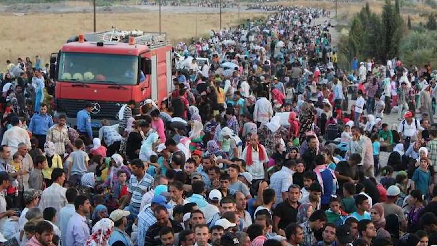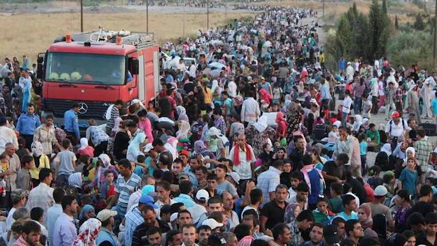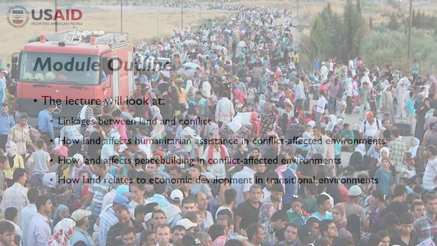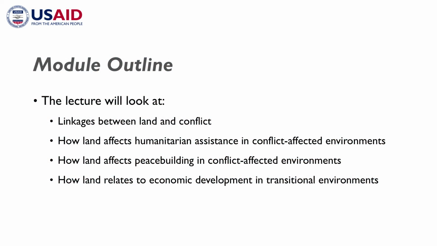If you look at conflicts today, like Syria, other conflicts, you see that displacement, large-scale displacement, is almost invariably an element of conflict. And when there is internal displacement or when there are refugees, there are almost invariably land issues. And then lastly, briefly, I would also like to discuss doing economic development in transitional environments, in conflict-affected environments, and how land plays a role there, and what are some of the issues that you need to be aware of, that you need to be careful of.